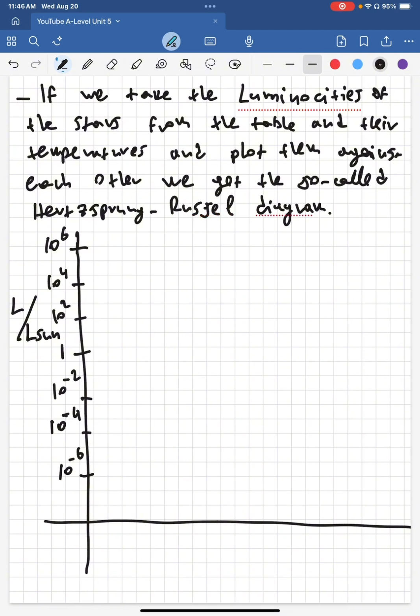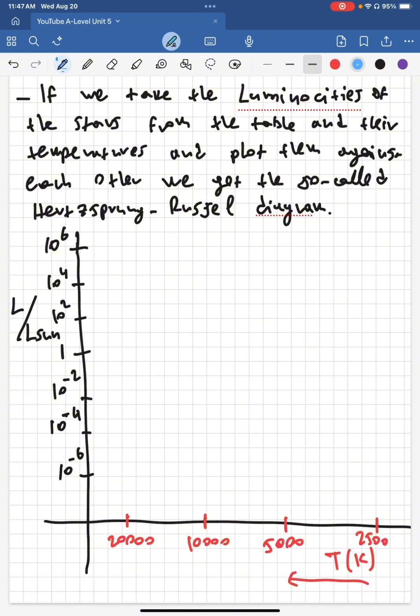But we will plot the temperature in reverse, meaning that temperature increases to the left, okay? So this is a peculiar thing about this graph. So the temperature in Kelvin increases to the left. So we have the lowest temperature over here, 2500 degrees Kelvin, then 5000 degrees Kelvin, 10,000 degrees Kelvin, and 20,000 degrees Kelvin. You have hotter stars and you have colder stars as well, but we have to plot something, okay?